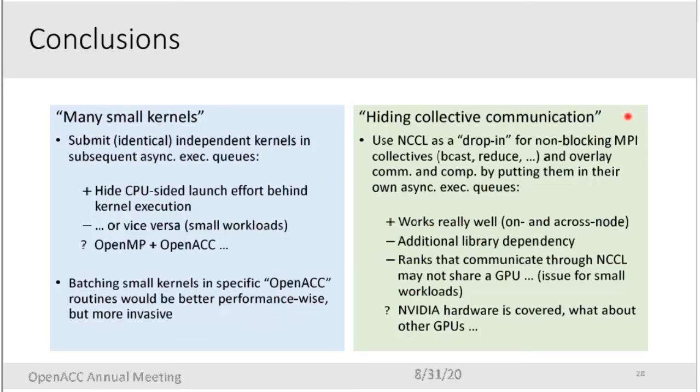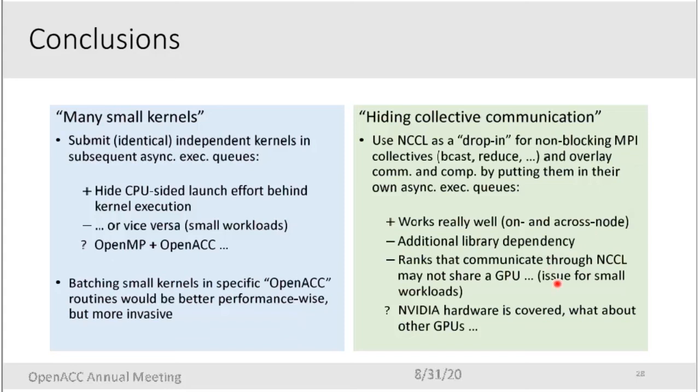And the other topic that is related to asynchronous execution was hiding collective communication. So we use NCCL as a drop-in for non-blocking MPI collectives and overlay computation and communication explicitly by putting them in their own asynchronous execution queues. And this works really, really well, both on and across nodes. Well, if you so want, the drawback is that there's an additional library dependency, of course. So we rely on NCCL for this.